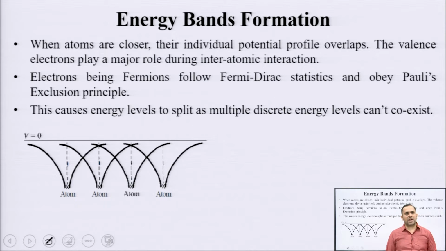So, for that we say that the energy levels start to split and you now have multiple discrete energy levels which are so close to each other that they can be considered as an energy band. Like you have a range of frequencies known as a frequency band, here we are discussing discrete energy levels which are so closely spaced that they can be considered as an energy band.